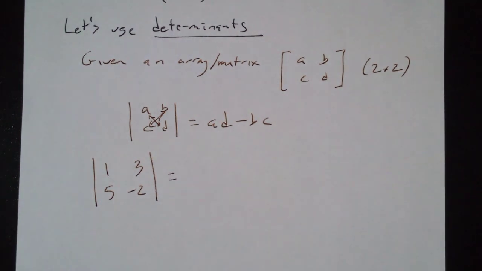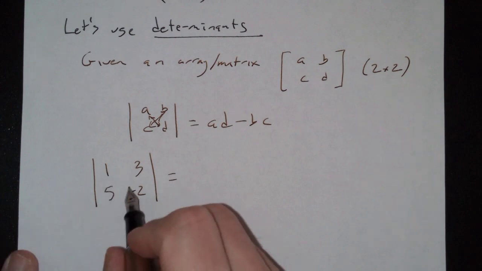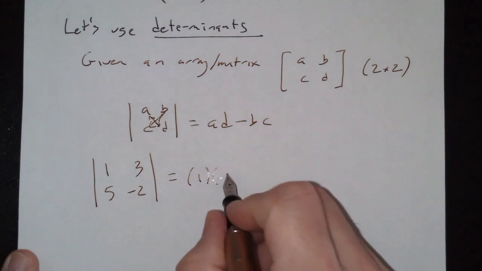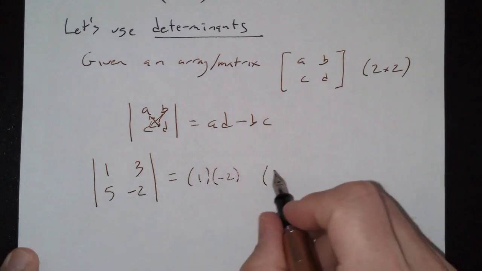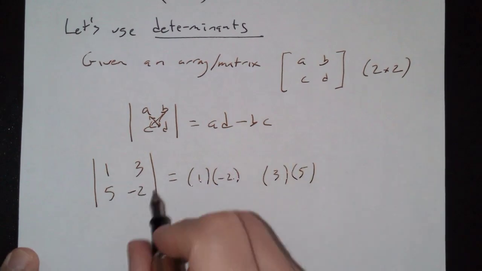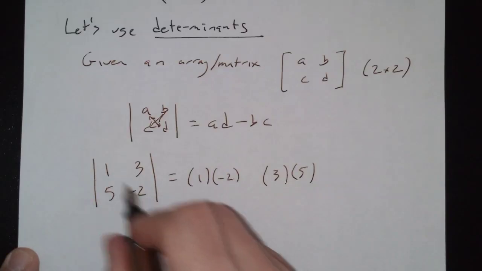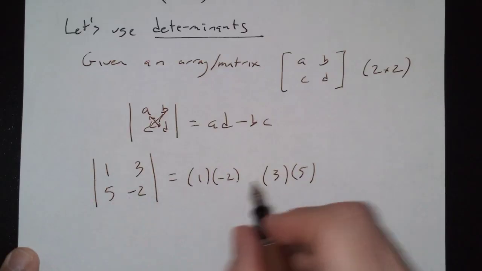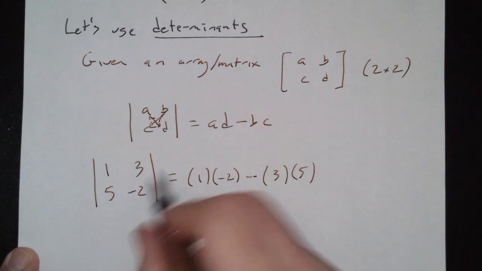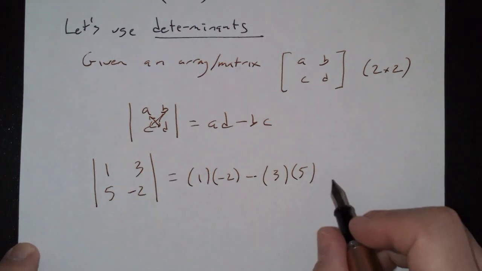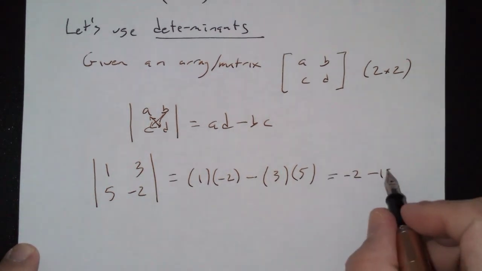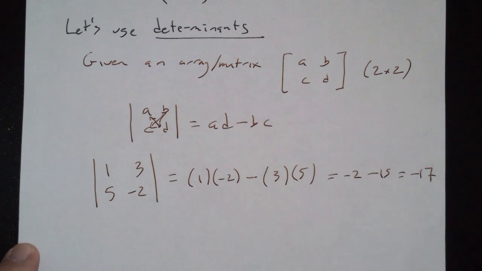An example. The matrix 1, 3, 5, -2. Notice I read across the rows, 1 top and then the bottom. So what I do is I multiply 1 times -2. I multiply 3 times 5. This is positive because we go down as we go from left to right. This is negative because we go up as we go from left to right. So I get -2 minus 15, or -17.